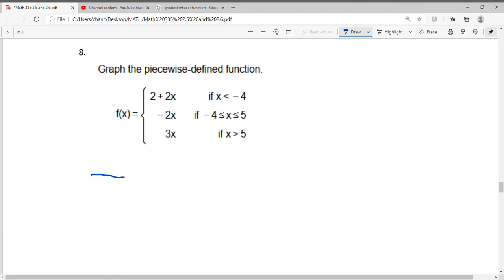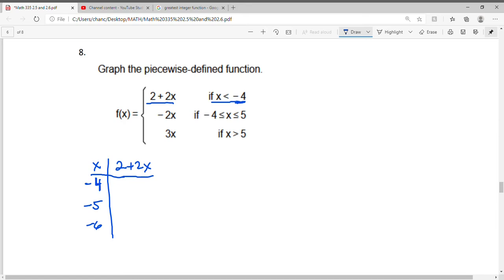We'll start by making a table. I want to look at all the values of x that are less than negative 4. And we'll plug it into the equation 2 plus 2x. Now, I'm going to pick negative 4, negative 5, and negative 6 and plug it into the x. Now, we said that we had to pick values of x that are less than negative 4. But why did I pick negative 4?